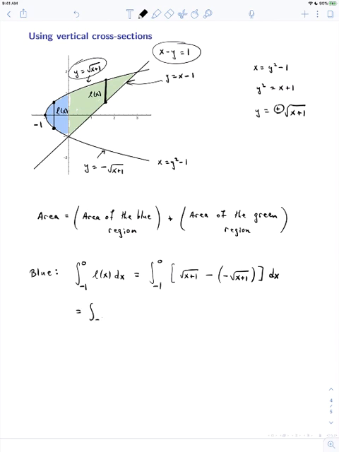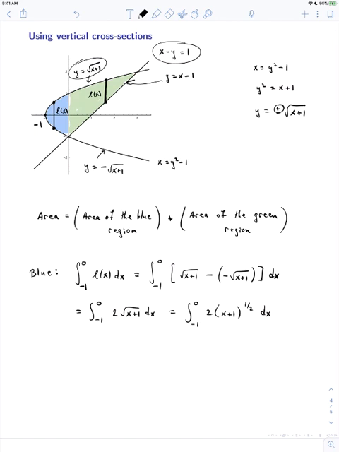So this is the integral from -1 to 0. Minus a minus is a plus, and these two quantities are the same. So this is just 2 times the square root of x plus 1 dx, which is the integral from -1 to 0 of 2 times (x plus 1)^(1/2) dx.